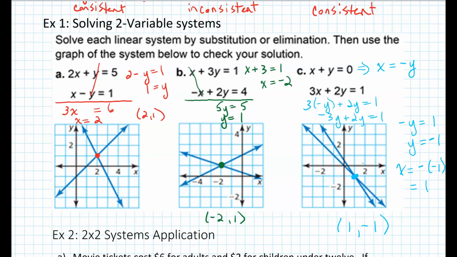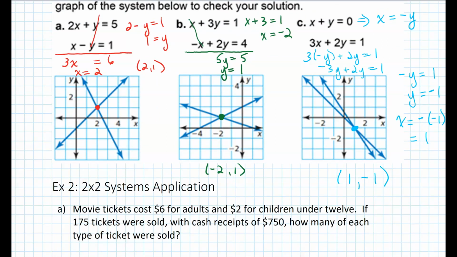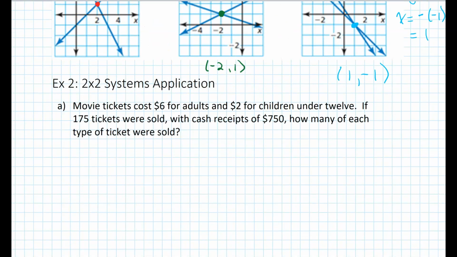Okay, so are these systems coming back to you? Yes. Okay. Is it okay? You did x equals -y. Is it okay that I did y equals -x? Sure is. Okay, so I want to get into some application problems here.